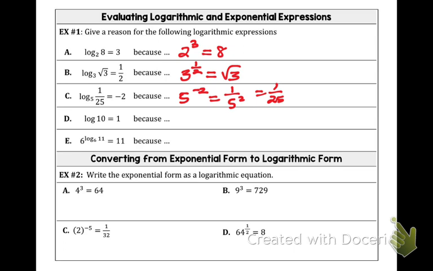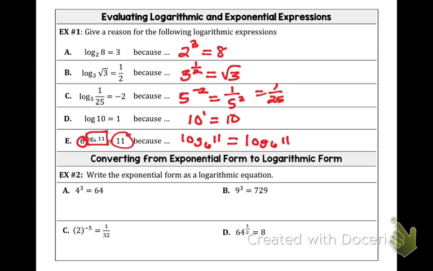And then log of 10 is equal to 1, because 10 to the 1 is equal to 10. And then 6 to the log base 6 of 11 is equal to 11. Well, let me go back, right? My base is going to be 6, so the base of my exponent becomes the base of my log, and the exponent is whatever is left over. So that just is log base 6 of 11.